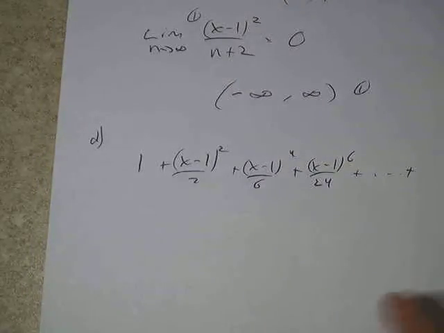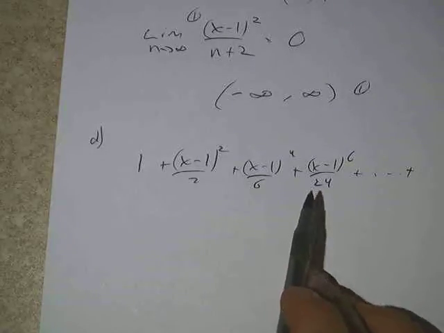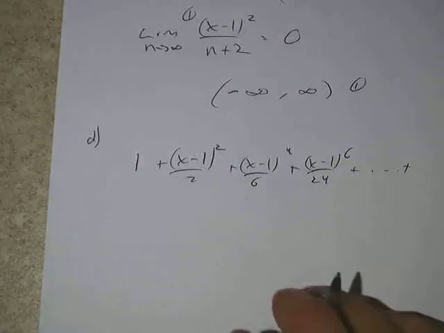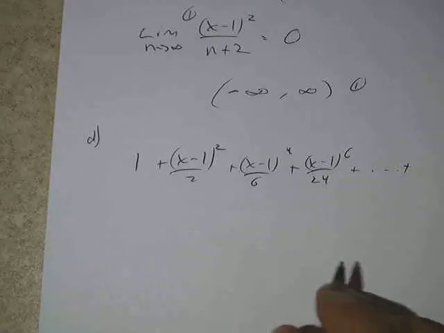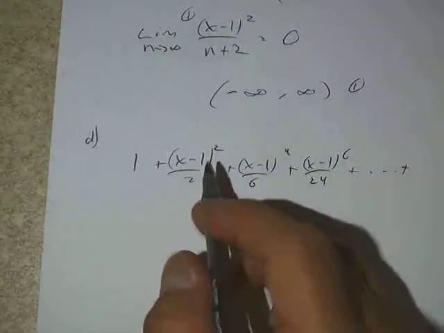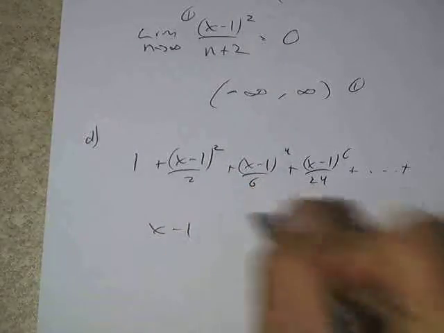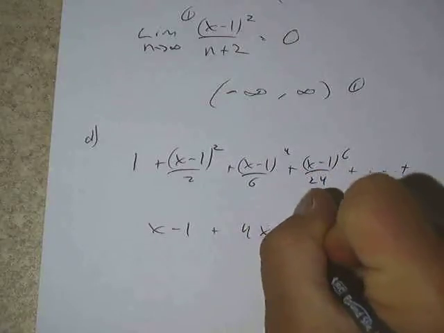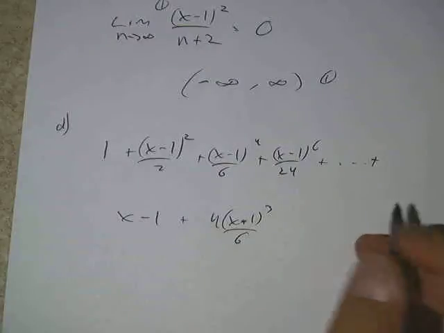Okay, let's take a look at part D then, last part. It says use the Taylor series for f about x equals 1 to determine if the graph has any points of inflection. So remember that Taylor series, if we look back, ended up being 1 plus (x minus 1) squared over 2 plus (x minus 1) to the 4th over 6 plus (x minus 1) to the 6th over 24, and so on.